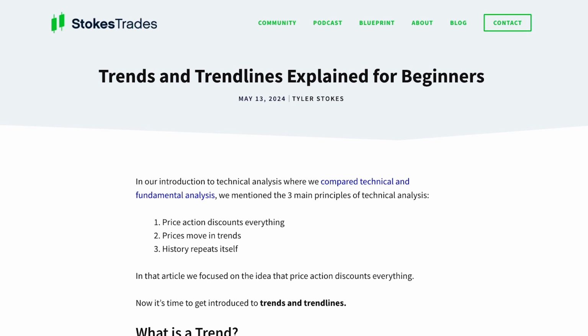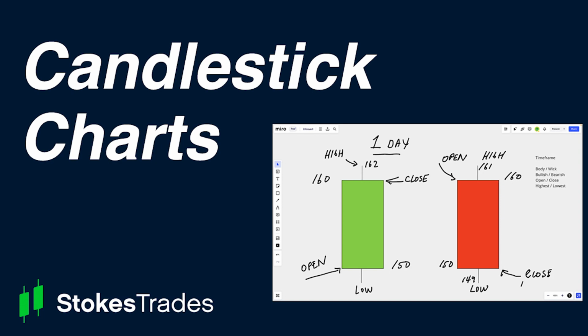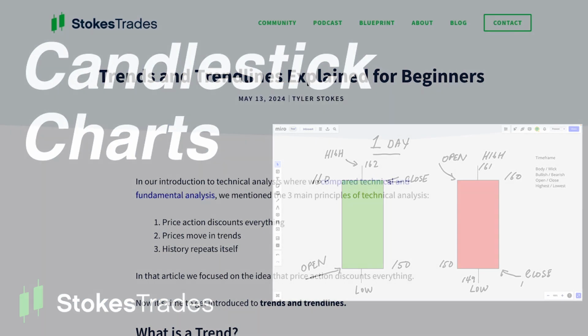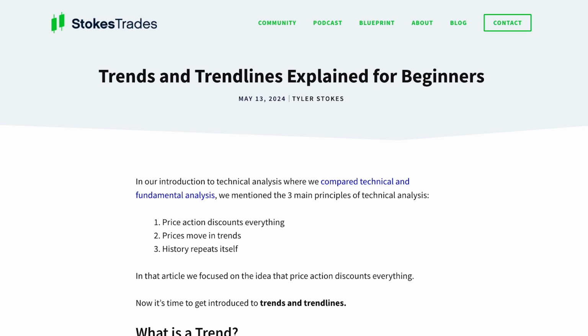In the first few videos of technical analysis, we talked about what it was, and we talked about candlesticks, how to draw a candlestick, because that is the most important chart for a day trader. And in that first discussion, we talked about the three main principles of technical analysis. Price action discounts everything, and that's why studying candlesticks is so important. Secondly, prices move in trends, and thirdly, history repeats itself.